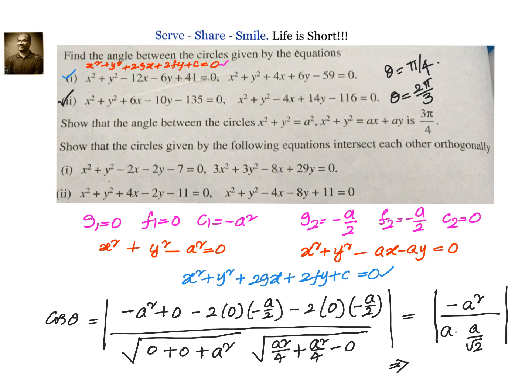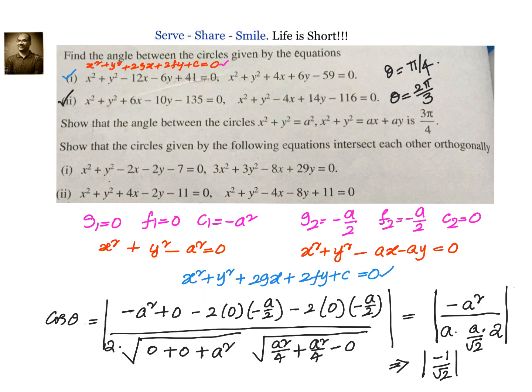Can you tell me why are we not getting it? Because we have forgotten 2. Sometimes I am dumb. Most of the times, I should admit. Okay. Now simplify this. This will become minus 1 by root 2.